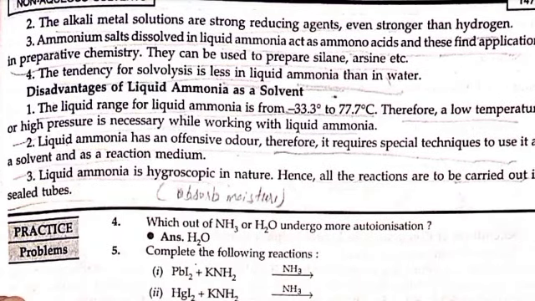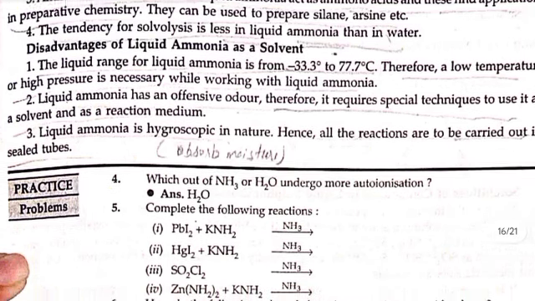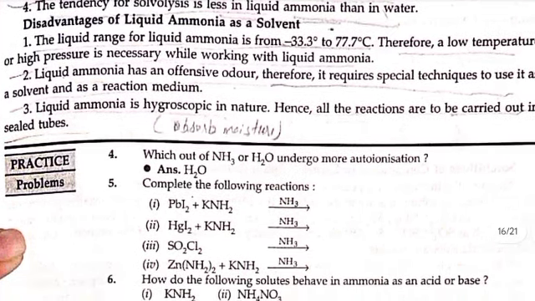Disadvantages of liquid ammonia as a solvent. The liquid range for liquid ammonia is from minus 33.3 to minus 77.7 degrees Celsius. Therefore, a low temperature or high pressure is necessary while working with liquid ammonia. Liquid ammonia has an offensive odor, therefore it requires special techniques to use it as a solvent and as a reaction medium. Liquid ammonia is hygroscopic in nature, and so all the reactions are to be carried out in sealed tubes.